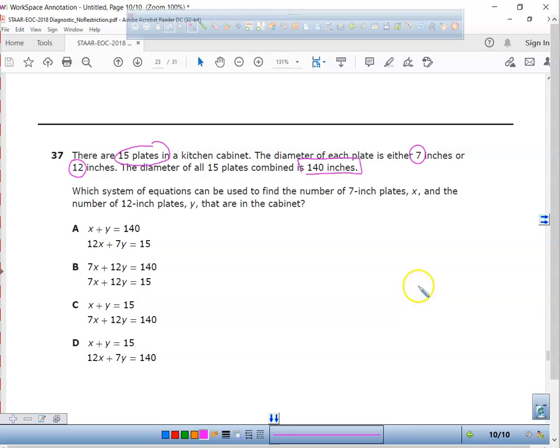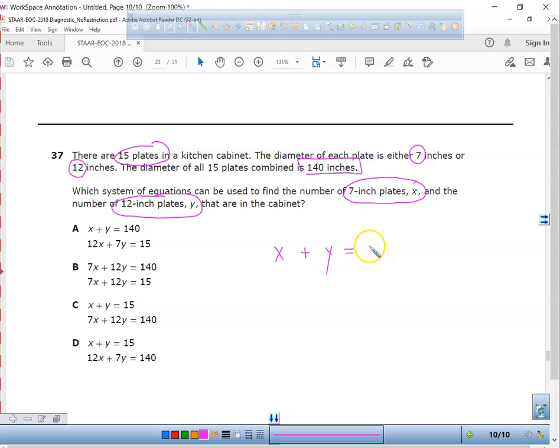So we have two types of plates. The 7-inch plates, just circle this. The 7-inch plates are represented by X. The number of 12-inch plates are equal Y. So you don't have to write it down. They already told you what X equals and Y equals. So I have a certain amount of 7-inch plates, and I have a certain amount of 12-inch plates.